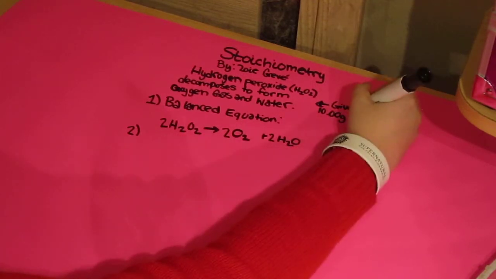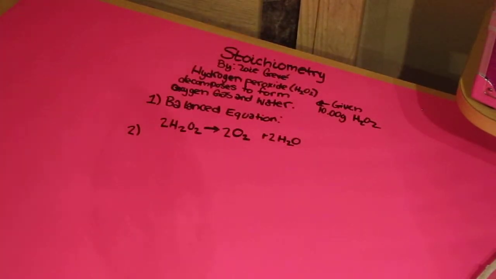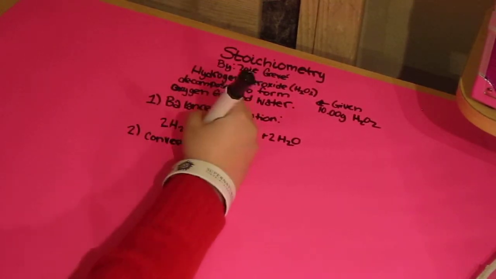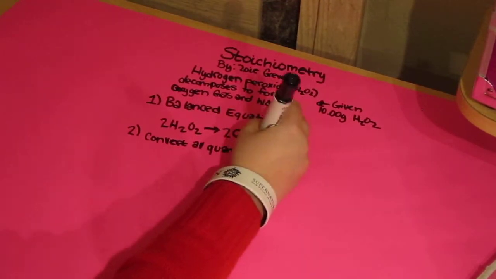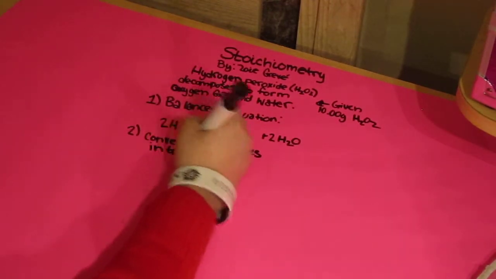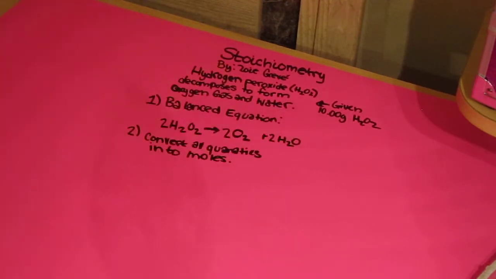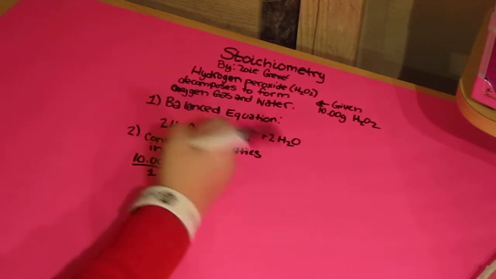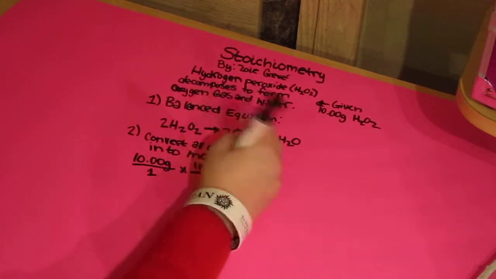And then step 2, so say that you are given 10.00 grams of H2O2. And step 2 is to convert all quantities into moles. And I spelled quantities wrong, that's okay. So you start off with your 10 grams over 1, and you are multiplying that by 1 mole of H2O2.